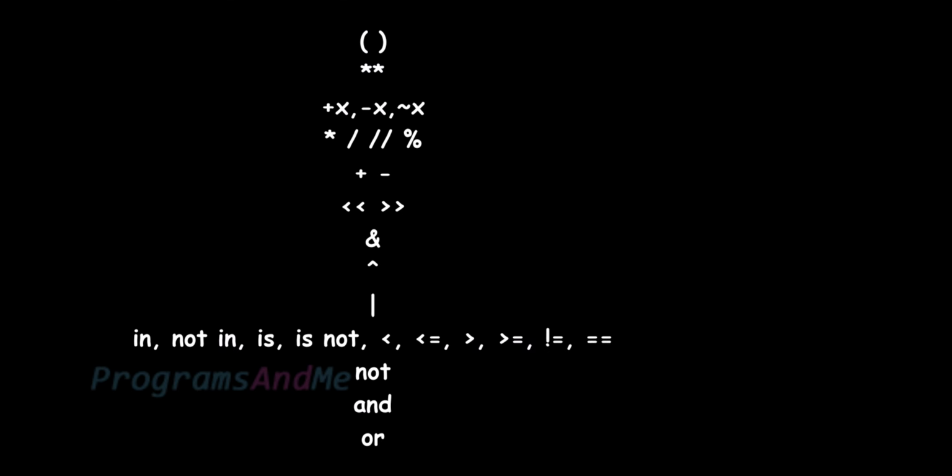Here in this table, you can see different operators. It is in descending order. It is ordered according to its precedence. Parenthesis has the highest precedence here. Logical OR has the lowest precedence in this table.